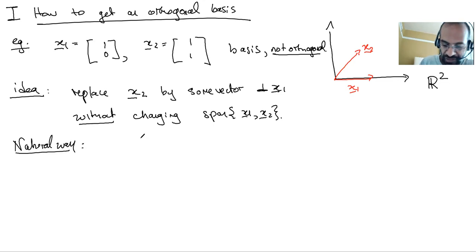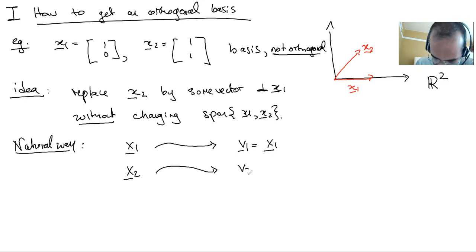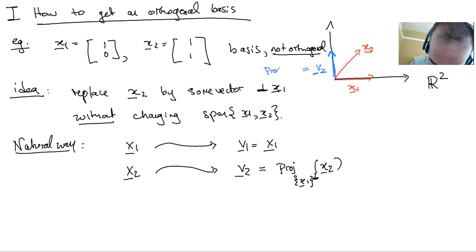I'm transforming the basis x1, x2 into a new basis v1, v2. I'm not going to do anything to x1. But I'm going to do something interesting to x2. I'm going to replace it by the part of x2 orthogonal to x1. Geometrically it's kind of clear: x2 is not perpendicular to x1, so I just want to keep the component of x2 that is perpendicular to x1. That's going to be my v2. And that's just going to be this projection orthogonal to x1 of x2.